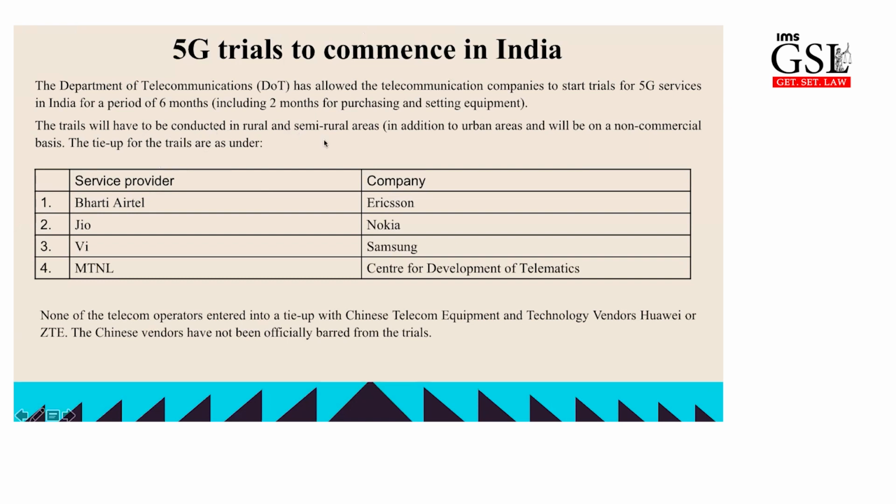Trials will have to be conducted in rural and semi-rural areas. The tie-ups for trials are as under: service providers Bharti Airtel, Jio, Vi, MTNL; companies Ericsson, Nokia, Samsung; Centre for Development of Telematics. None of the telecom operators entered into a tie-up with Chinese telecom equipment and technology vendors Huawei or ZTE. The Chinese vendors have not been officially barred from the trials. But that Cold War has already started, I think, between India and China. Right. Okay, so another relevant news.